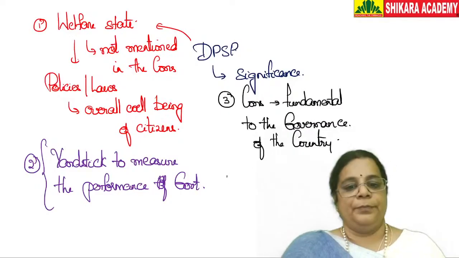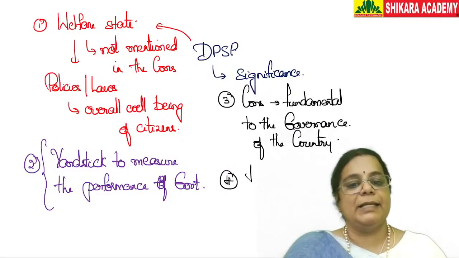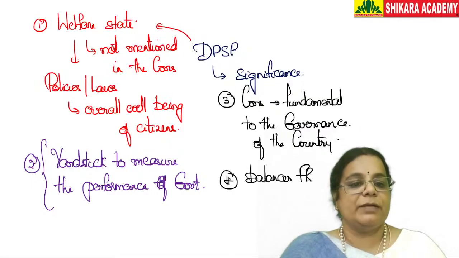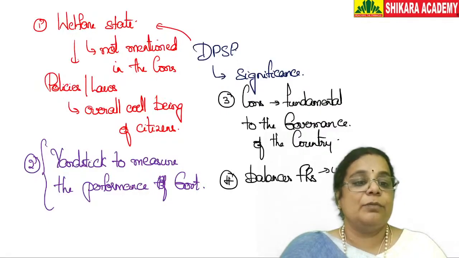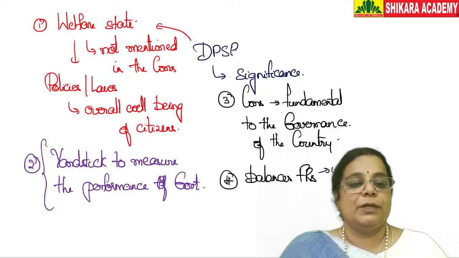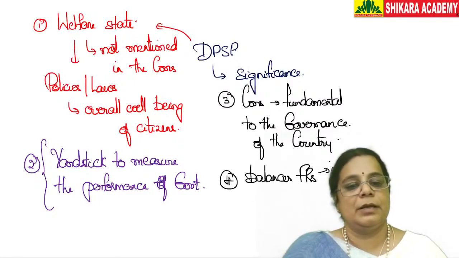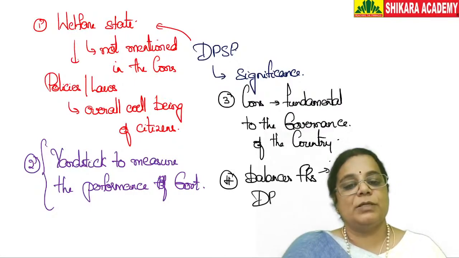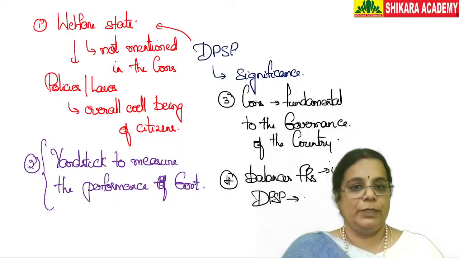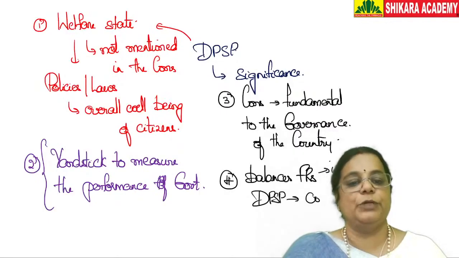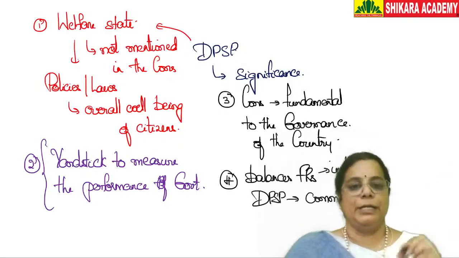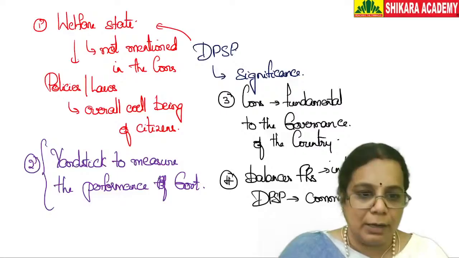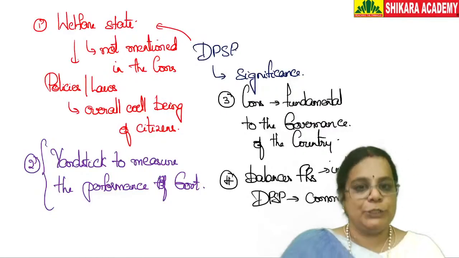Okay, the fourth, it balances fundamental rights. Why am I saying this? Because fundamental rights focus more on individuals, whereas DPSPs, their focus is more towards not individuals but the larger good of the community. They are more community oriented in comparison with the fundamental rights that are more individual centric.